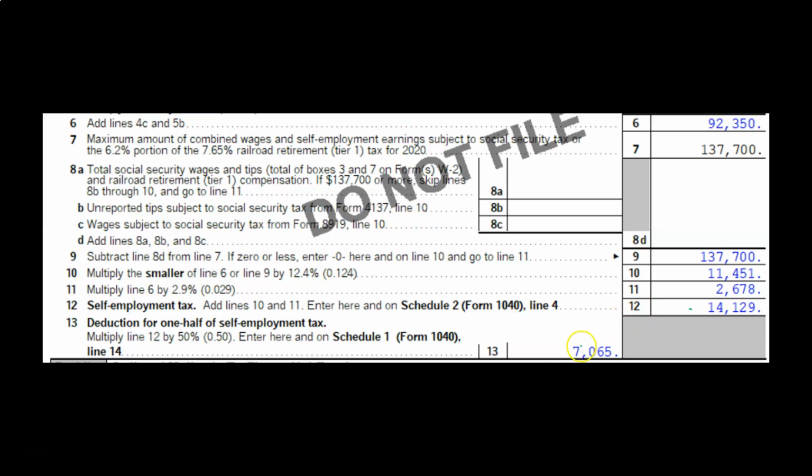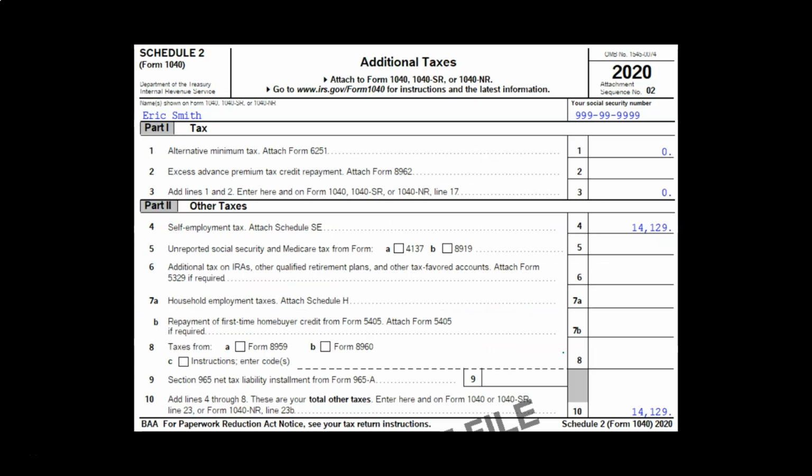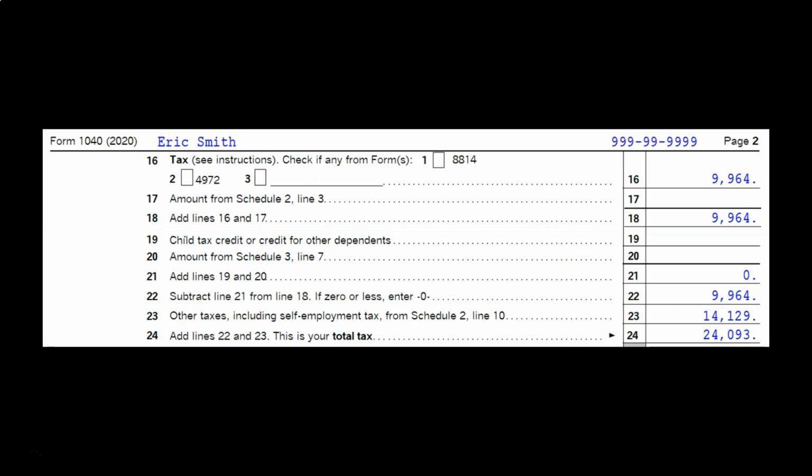So this is going to be pulling through to an above the line deduction, a Schedule 1 deduction. So these will have an impact. Then if we go to Schedule 2, Schedule 2 is showing the calculation of the 14,129. That's the self-employment tax that's going to be included on page 2 of the 1040, added to the federal income tax. And so we see that here. So this is page 2 of the 1040.